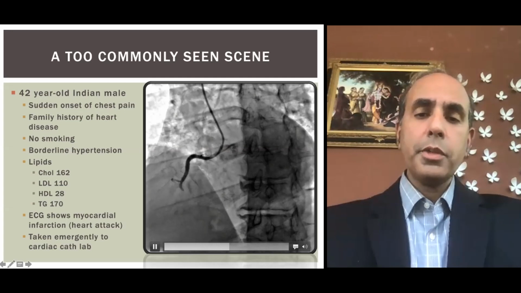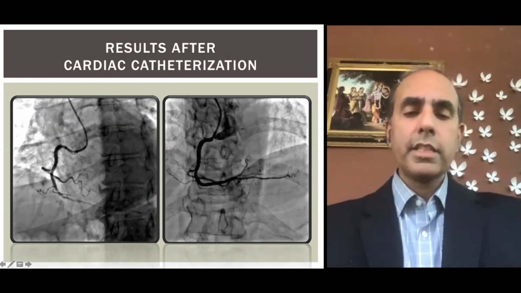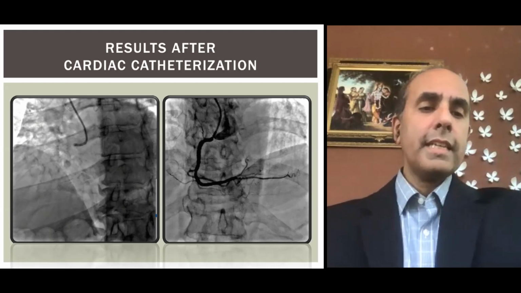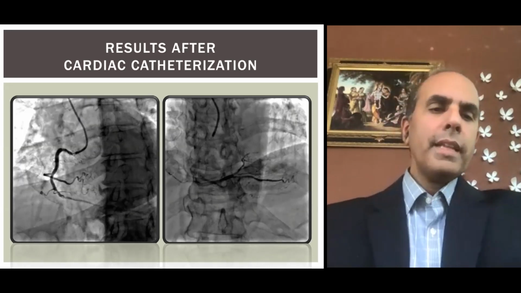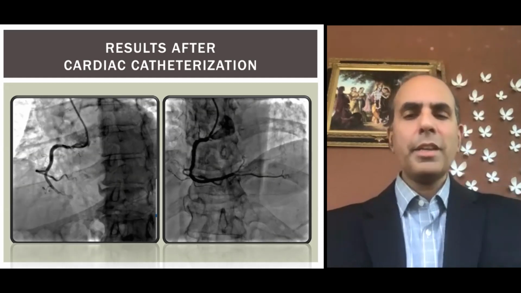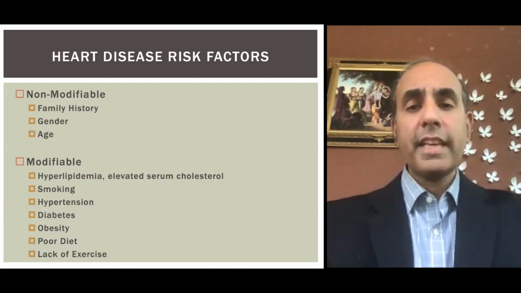And what we end up doing here is basically fixing these things. We basically open the vessel with a balloon and then put a stent in, and that's how we restore the blood flow. But the real issue now is how do you prevent this? How do you prevent these kinds of bad events?